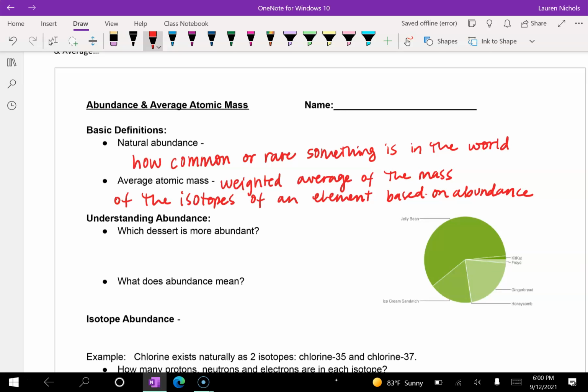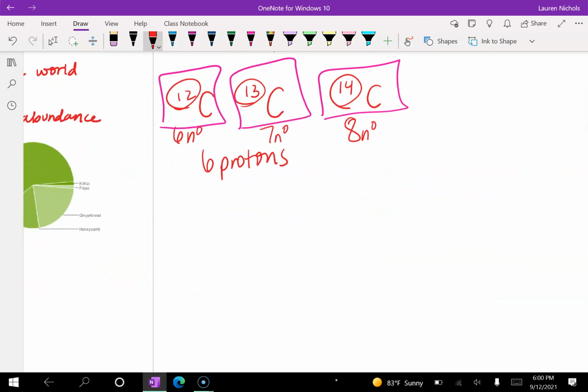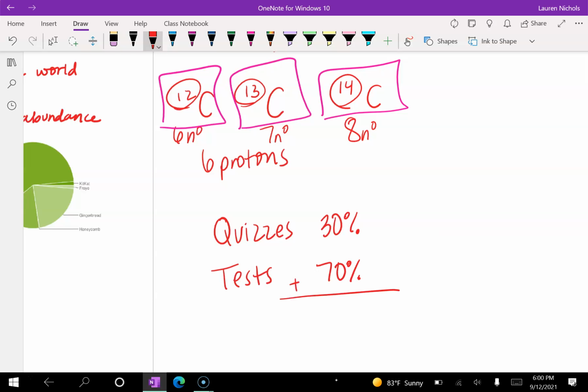they do not all have the same contribution to the average. For example, it'd be like if you're calculating your grade in chemistry. Let's say there are only 2 categories: you have quizzes and you have tests. Well, we know that tests are worth more. So let's say quizzes were 30% and your tests were worth 70% of your overall grade.